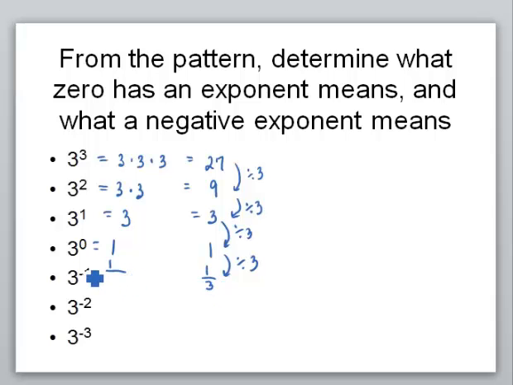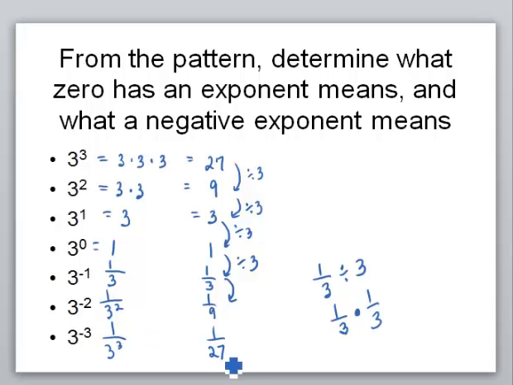So really what negatives do is they don't make the number negative, they put the number on the bottom of a fraction. So we'll do it again. 1/3 divided by 3 is like saying 1/3 times the reciprocal, 1/3. So that would be 1/9. Well, that is really, like I said, this says move it to the bottom of the fraction, 1 over 3 squared. And this last one then would be 1 over 3 cubed, or 1/27.